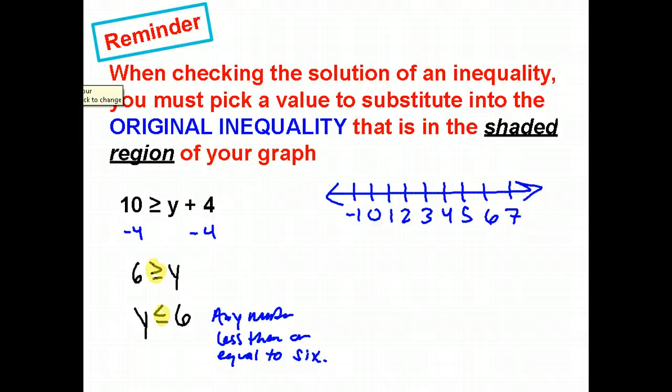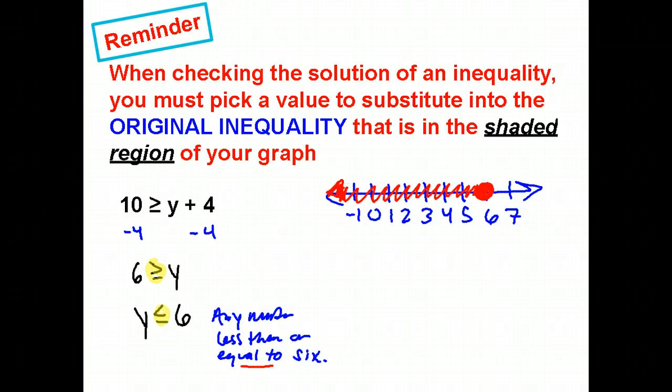So I first ask myself, is it open or is it closed? I noticed that I saw that phrase equal to, which means at 6 it's going to be a closed circle because we're counting it. And then less than is going to be to the left. And I always like the slogan, less is left, less is left. So I shade to the left.